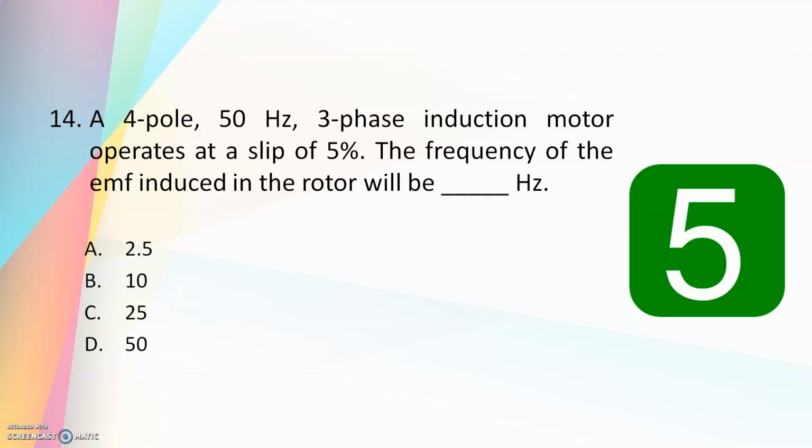A 4-pole 50 Hz 3-phase induction motor operates at a slip of 5%. The frequency of the EMF induced in the rotor will be dash Hz: 2.5, 10, 25, 50. Here you go.